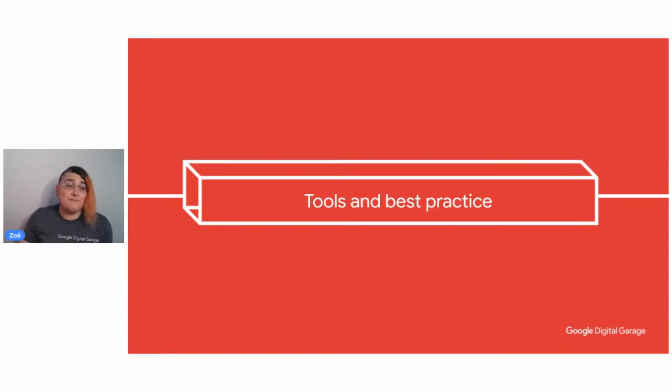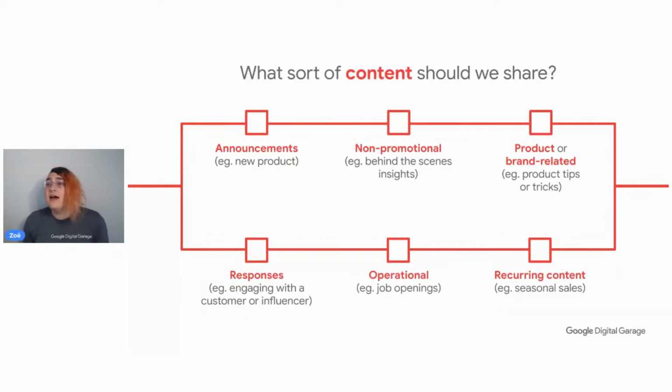So we're going to finish off with some of the tools, tips, tricks, and best practice for social media. And one of the things that we need to think about is the kind of content that you can share. So there are loads of different types of content. Here are 6 options. Announcements. So we can say, we've got a new product out, hooray. We can be non-promotional. So maybe instead of selling our products, we might say, here's what the business is like behind the scenes. We're not selling the product directly. We're just showing you what the business is like.